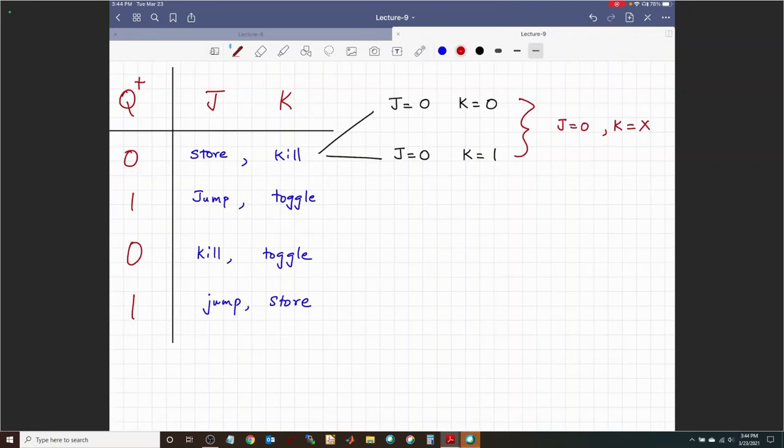0x, that's for the first one. Similarly, what would it be for the second one? J equals what? K equals what? Jump and toggle. Jump means 1 0, toggle means 1 1, so it should be 1x. That's right. Next, kill and toggle. Kill means 0 1, toggle means 1 1. J should be X and K should be 1. Perfect. What about the last one? Jump and store. Jump is 1 0. Store is 0 0. So X 0. That's right.